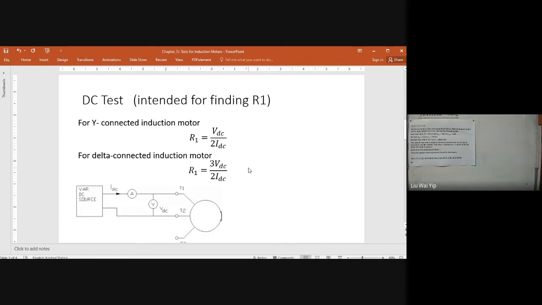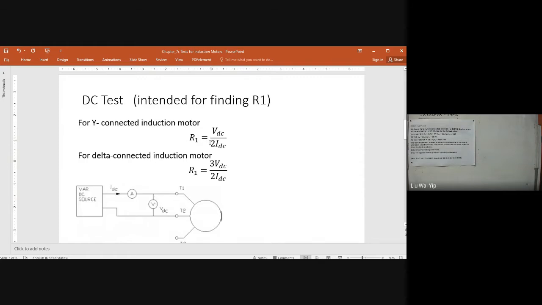To begin with, let's talk about the DC test first. You can do the DC test very easily. You just pick two terminals of the induction motor and measure with a multimeter, or more traditionally you can use a CT to measure the current and a voltmeter to measure the line voltage.